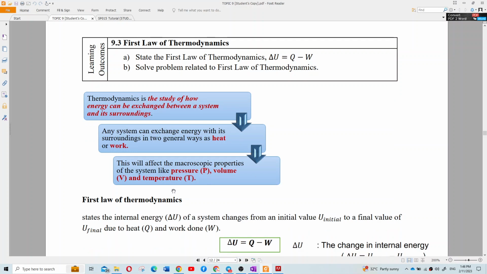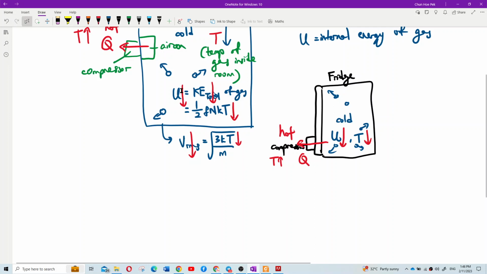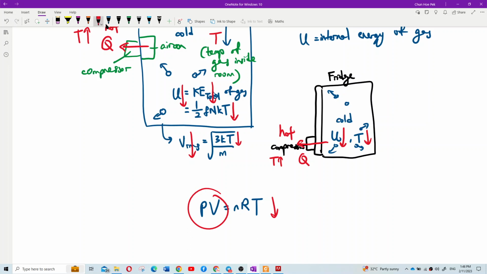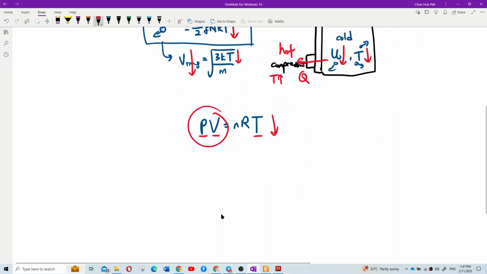Okay, and this will affect the macroscopic properties like pressure, volume, and temperature. Like the aircon room, the temperature will change. Pressure and volume also will change. You know why they change? Because all are affected when temperature decreases. That means, you see, PV equal to nRT. Understand? PV equal to nRT. So when temperature decreases, all these are also affected. Pressure and volume are also affected by temperature.